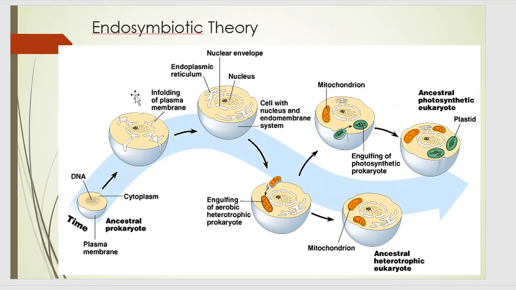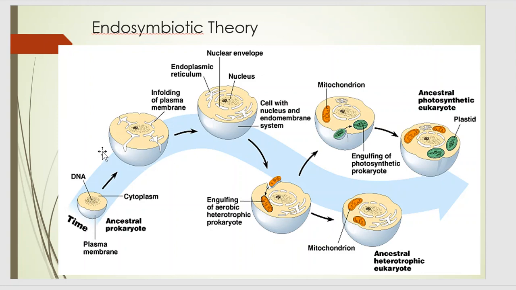The next one we're going to talk about is endosymbiotic theory. This theory explains how eukaryotes, organisms like us, evolved or came from tiny organisms, the prokaryotes. What you see here is the primordial soup concept. That means in the early stages, the earth was covered with water, and then it started cooling down. During that time, ancestral prokaryotes had just a plasma membrane, DNA, and cytoplasm. So this is a prokaryotic cell.